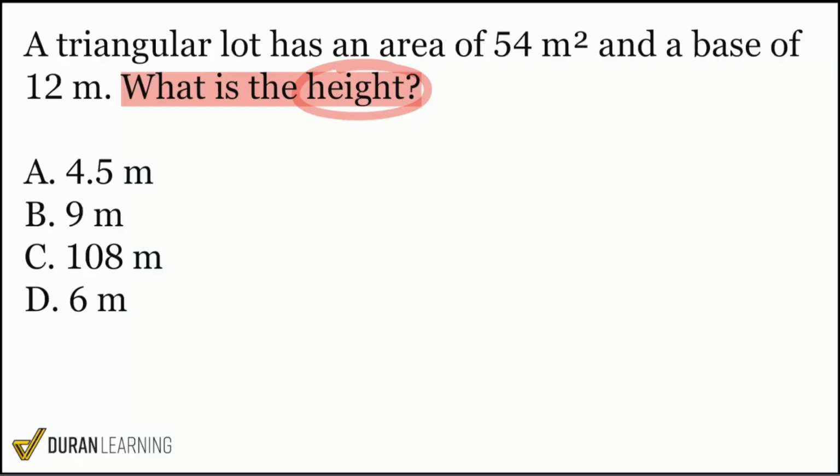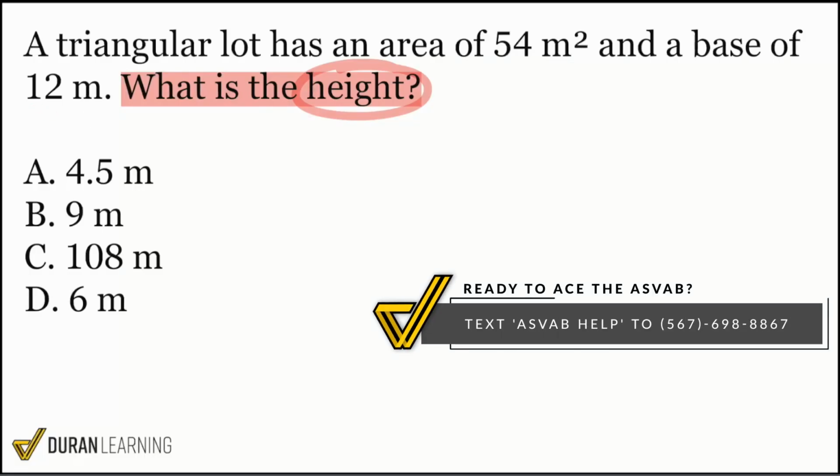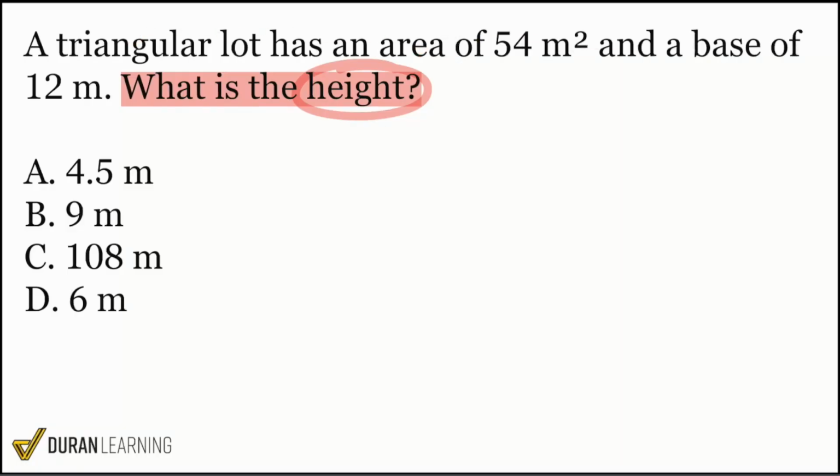Yeah, absolutely. So when we check this out here, we see that it says a triangular lot has an area of 54 square meters and a base of 12 meters. Okay, sounds good. So when we think about height, area, base of a triangle, everybody, just you tell me, isn't there a formula that we can apply in this problem that directly relates to the height, the base, and the area of a triangle?